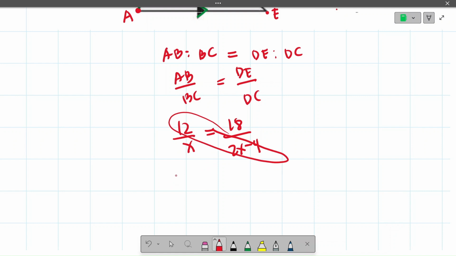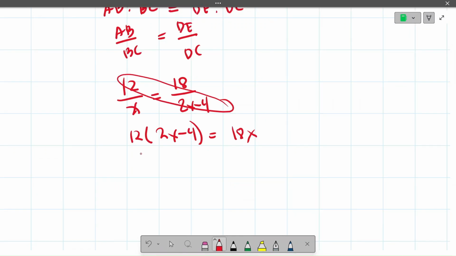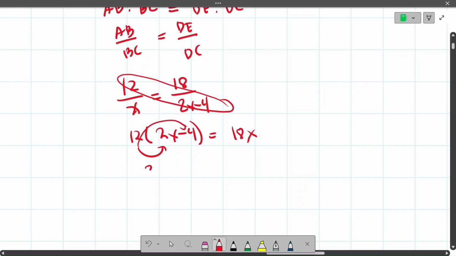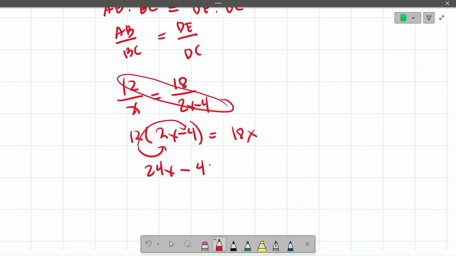12 times 2x minus 4. We have 12 times 2x minus 4 equals 18x. Ito naman yun, 18x. So, then distribute 12 for every term. So, we have 12 times 2 class. That is 24, right? 24x. 12 times 4, that is 48, I guess. Yes, correct. And then 18x.